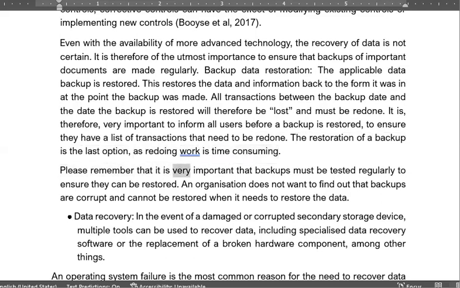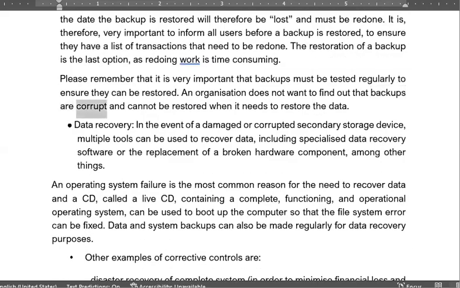Please remember that it is very important that backups must be tested regularly to ensure they can be restored. An organization does not want to find out that backups are corrupt and cannot be restored when it needs to restore the data.